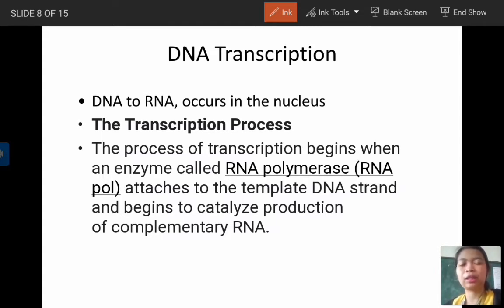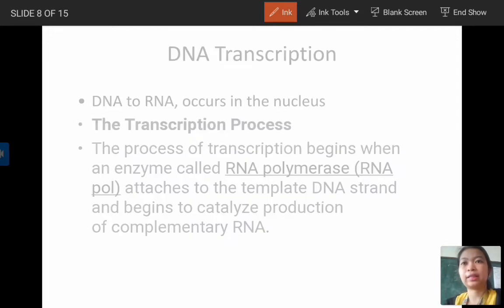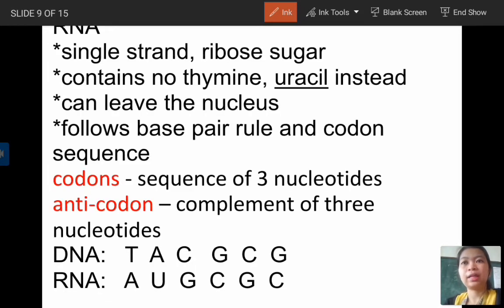So, alamin muna natin, ano ba yung RNA na sinasabi? RNA is a single strand, unlike the DNA, which is a double strand. And the sugar that is present in RNA is ribose only, not deoxyribose, unlike the DNA. So, it contains no thymine. It has no thymine, but instead, the partner of adenine becomes uracil. But then, yung partner ni thymine ay adenine pa rin. So, ang nababago lang sa kanya yung thymine, nagiging uracil.